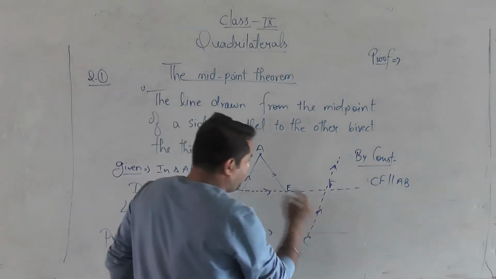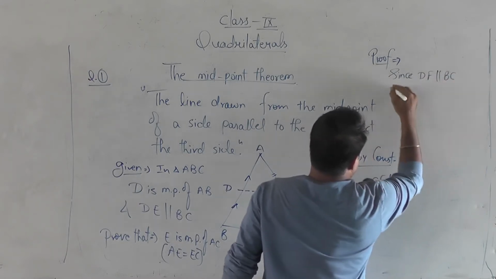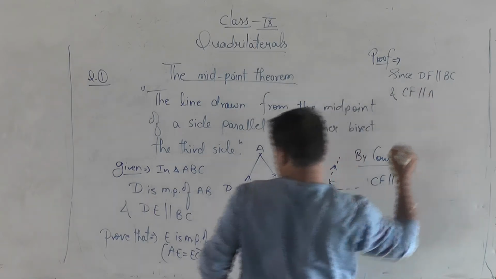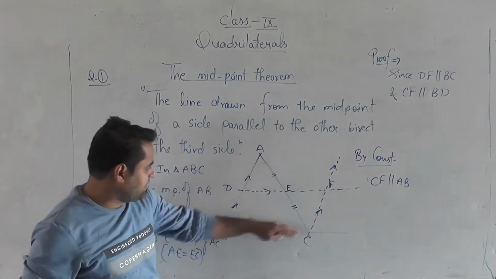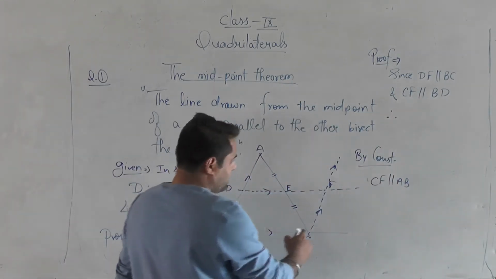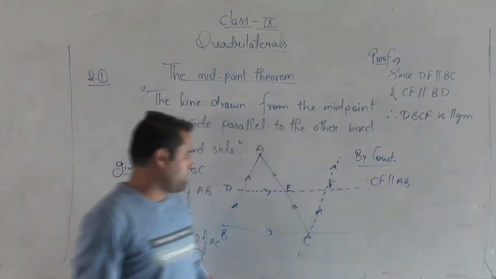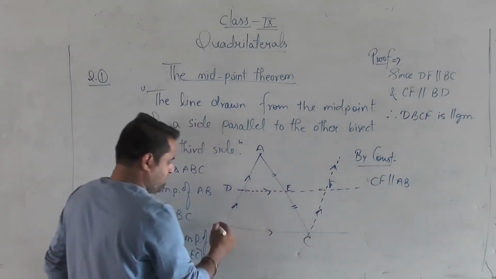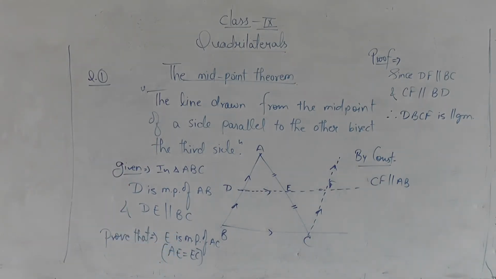Let's see now. Here we can write, since DF is parallel to BC and CF is parallel to BD, these two pairs of lines are parallel, so it will make a parallelogram. Therefore, we can say that DBCF is a parallelogram, first of all. Okay, now see, how we are going through that proof is very important.